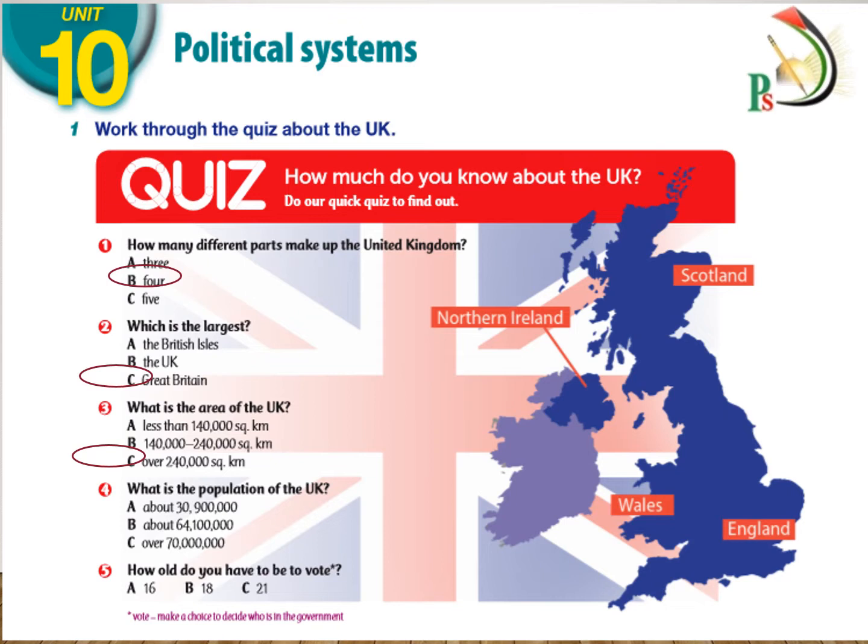Number 4, what is the population of the United Kingdom, UK? The answer is yes, B, it's about 64,100,000. Okay, the last question, how old do you have to be to vote? The answer is yes, B, 18. Okay, my student, now check your answers and correct the mistakes.